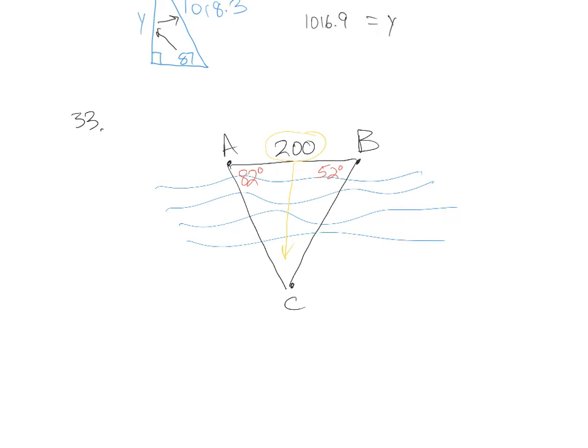I took 82 plus 52 and I subtract that from 180. Yeah, 180 minus 82 minus 52. 134, so what is that? 46 degrees. 46 degrees. Very good.